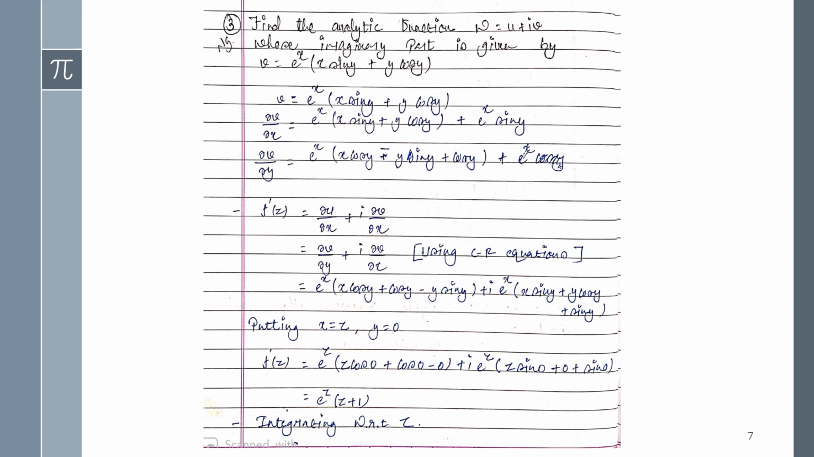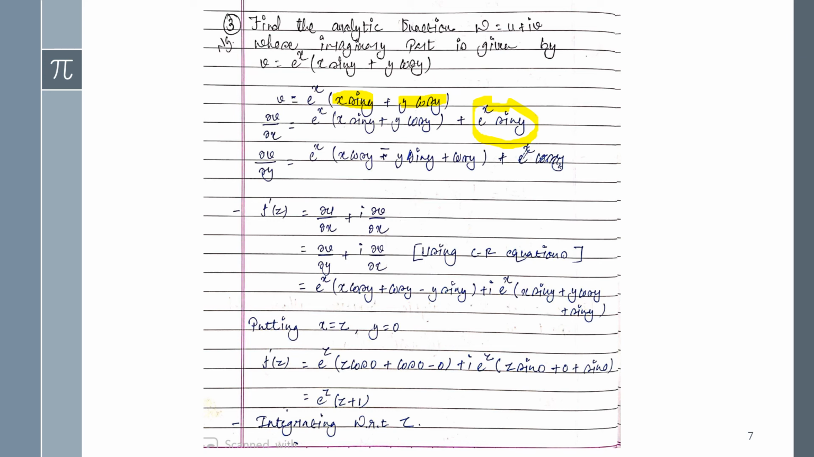Okay, so this y into cos y will be 0 because we are differentiating with respect to x, and the differentiation of the term x into sin y will be sin y only, since the derivative of x is 1. So the remaining value of this equation will be e raised to x into sin y.